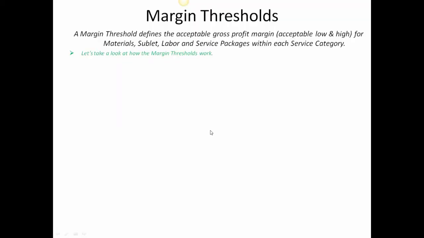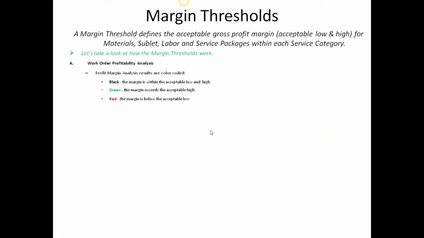Okay, guys, let's move on and let's do a quick review. So what we just talked about on the margin thresholds at the work order using the analysis tab, essentially we're wanting to make sure that everything ends up as either a black percentage or a green percentage. Red percentage indicates that the acceptable low has not been achieved, okay? It would be up to you to go back and make any changes to that. The next area we want to talk about is actually going to be the margin setup. So how do we set these thresholds up?